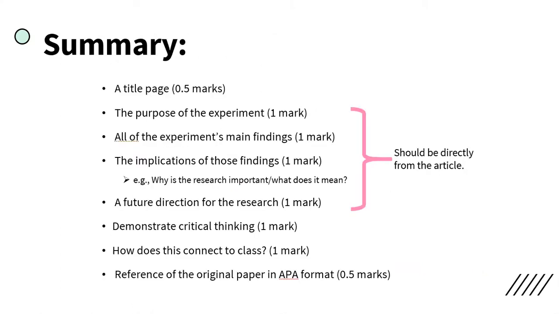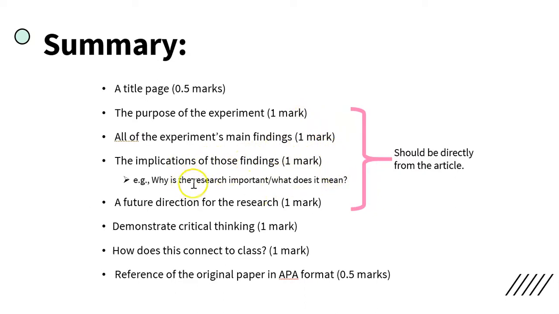Here's a breakdown of the points, so you can see it's very similar. We've got half a mark for the title page, and then down here another half a mark for your citation in APA. You get 1 point for the purpose of the experiment, a point for the experiment's main findings, a point for the implications, and a point for the future directions. These 4 should all be directly from the article. Your article will probably say almost explicitly what the purpose is, the findings, and what the implications are.